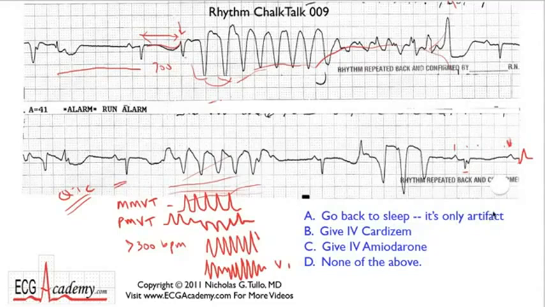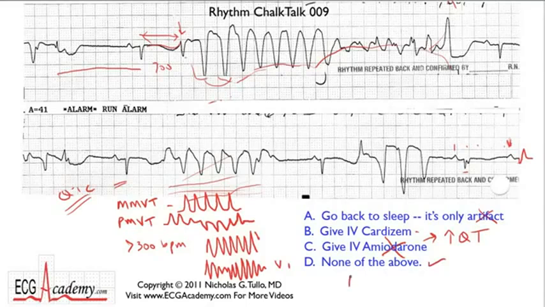It's not A, because we've already figured out it's not artifact. You wouldn't give IV Cardizem because it's not an atrial arrhythmia and you're not trying to block the AV node. You certainly would not give amiodarone, because what does amiodarone do? It increases the QT interval, and that would just make things worse. The answer is none of the above.